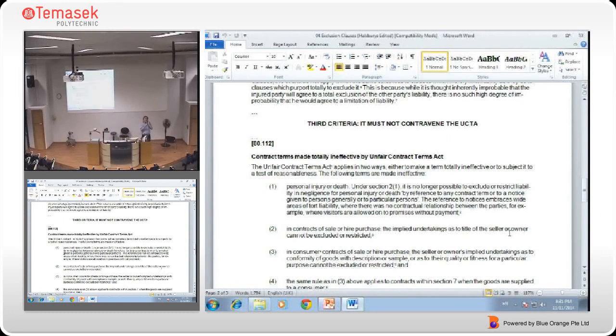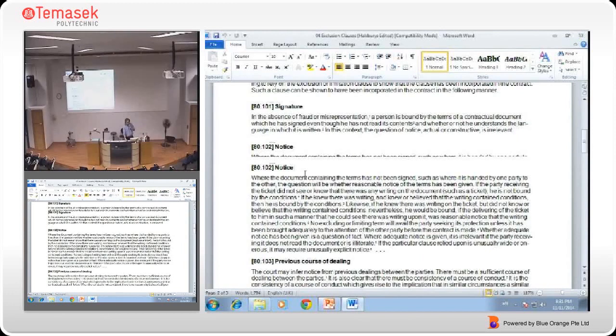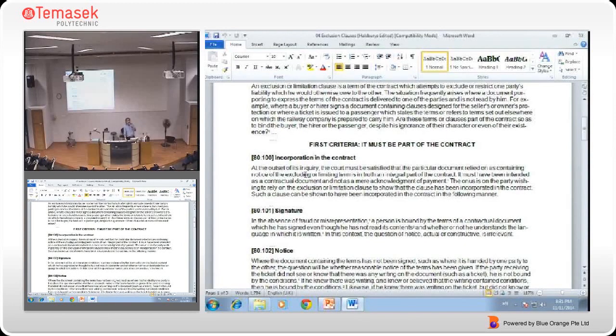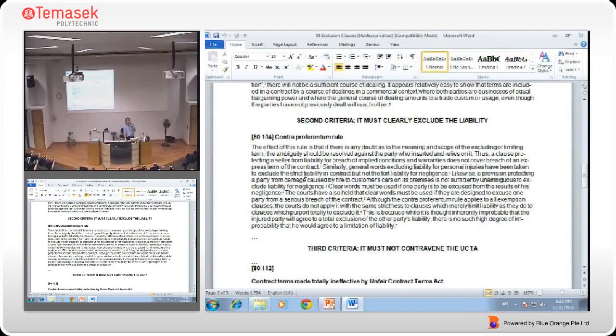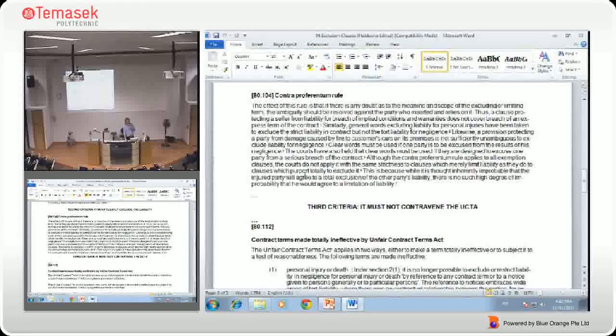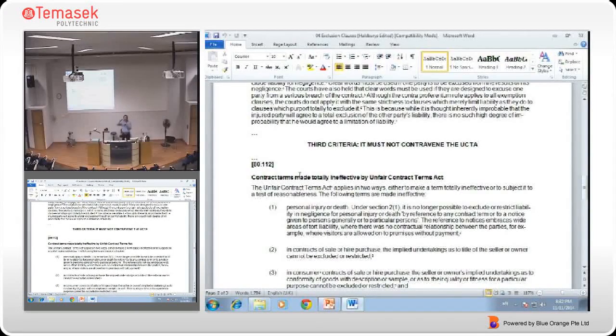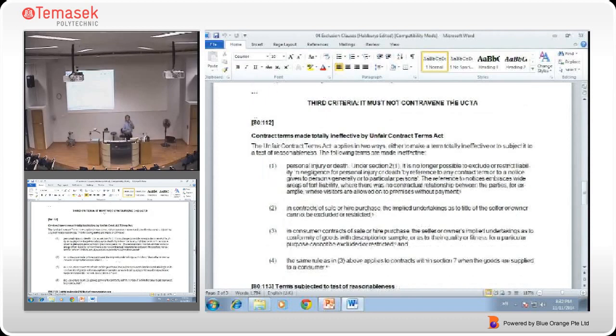If UCTA says you can't have an exclusion clause for liability in negligence for death or personal injury, and you put that in, it won't be effective. So it doesn't matter if you have one or two of the criteria. You might have an exclusion against liability for death that is part of the contract and very clear: if you die, I'm not liable. But still cannot. So you must have all three. Two out of three, no, it still won't work. This is the final test: it doesn't contravene UCTA. Then you can say, okay.